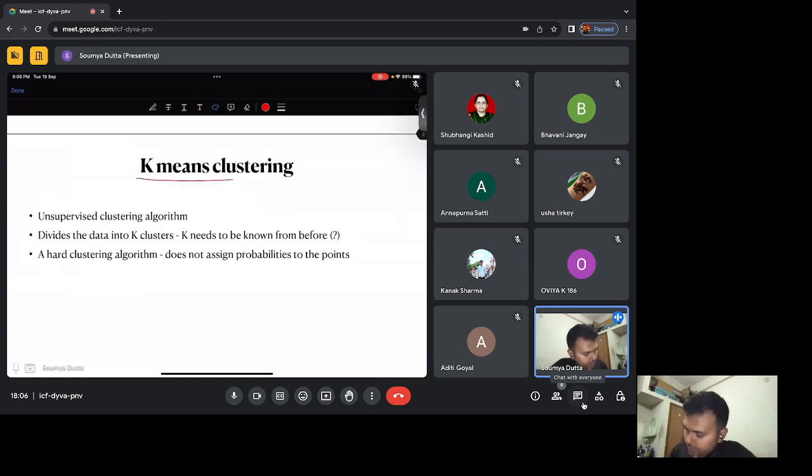As we all know, it's an unsupervised algorithm and it divides the data into k clusters. The point is k needs to be known beforehand. That is the assumption you make for the k-means clustering algorithm: the number of clusters you want your data to be partitioned into needs to be known beforehand. And it's a hard clustering algorithm in the sense that it does not assign probabilities to the points. It says that either this point belongs to this cluster or it belongs to some other cluster. So that is k-means clustering.